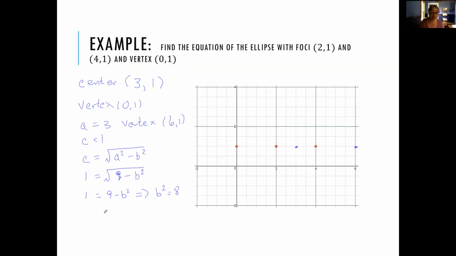So now we've got everything we need to write the equation. We've got the center, so this gives me H and K. I've got A squared and B squared actually. So my equation is going to be X minus H, which is 3, squared, divided by A squared, so A squared is 9, plus Y minus K, which is 1, squared, divided by B squared, which is 8, and that always equals 1.